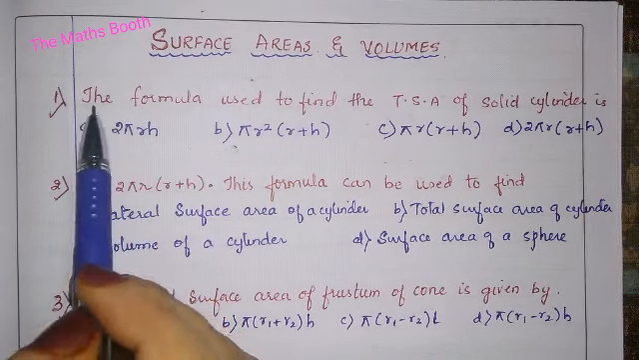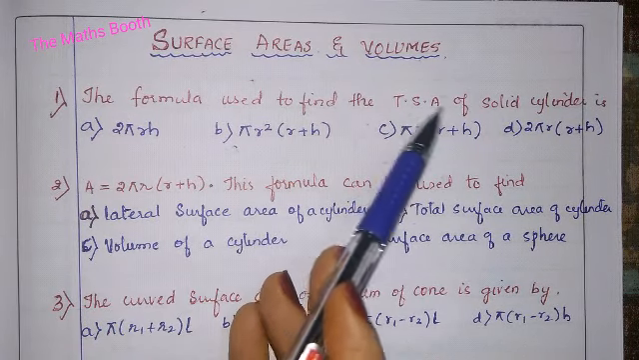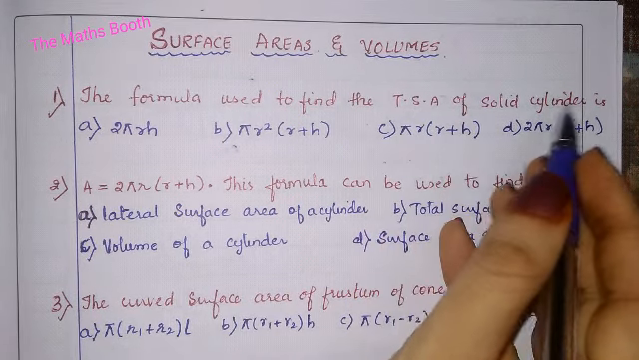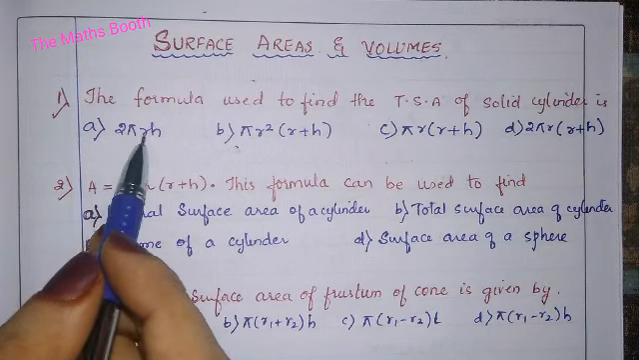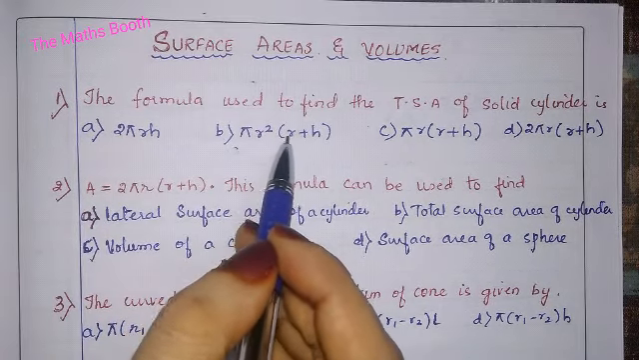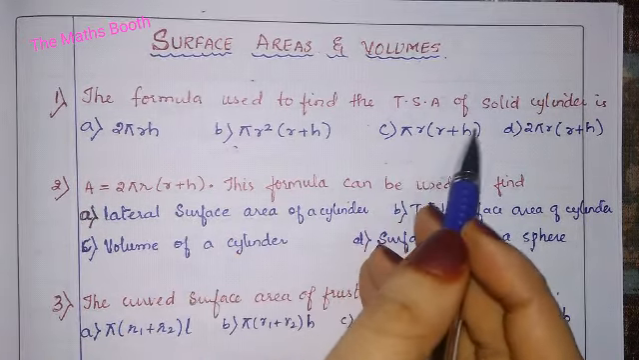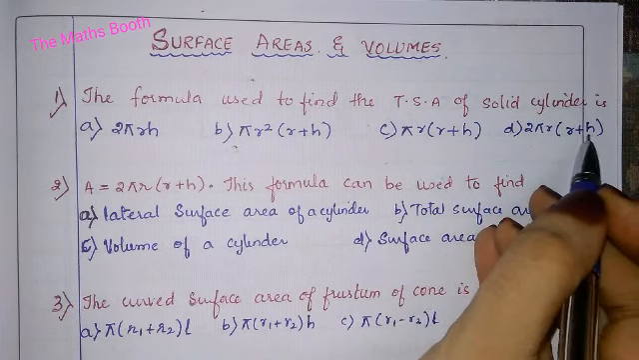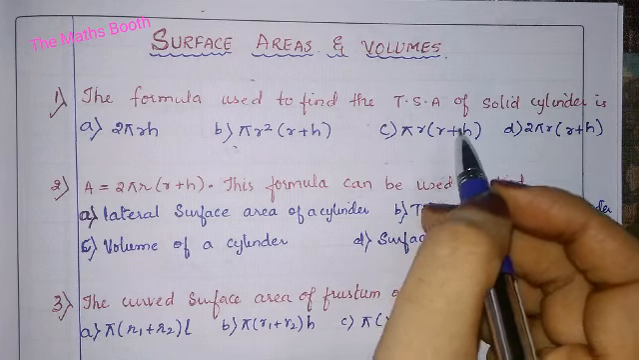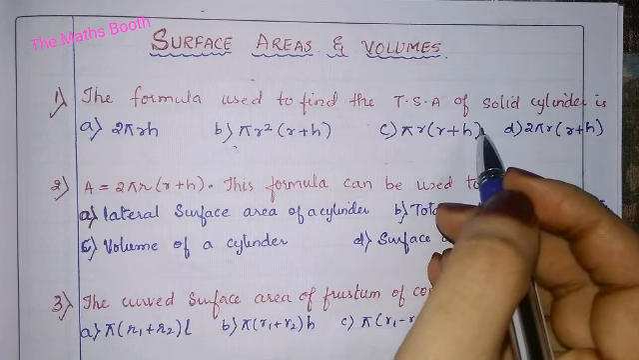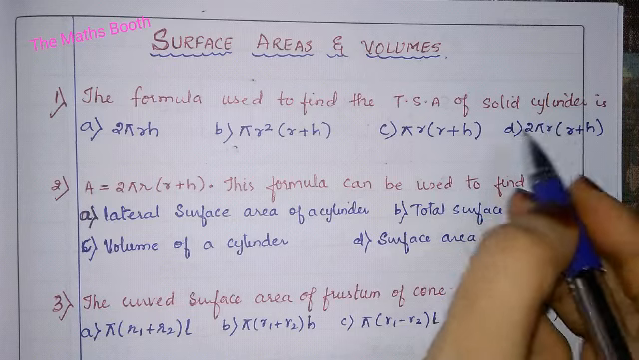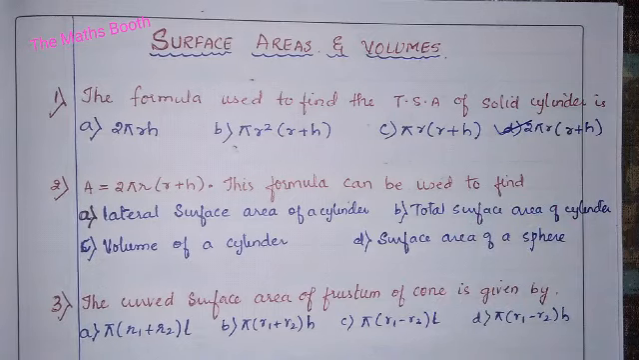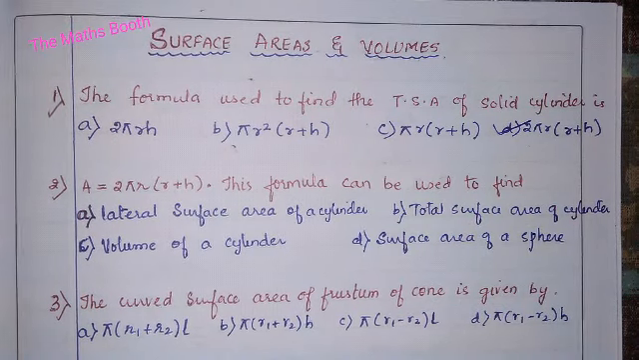First question. The formula used to find the TSA of a solid cylinder is: total surface area of a solid cylinder is 2 pi r h, pi r square (r plus h), pi (r plus h), or 2 pi r (r plus h). To know the answer, we should be perfect in the formula. So the correct option is 2 pi r (r plus h). So the first problem is option D.